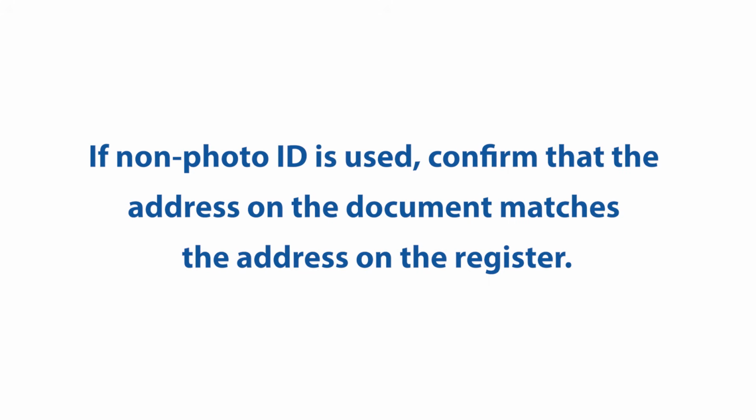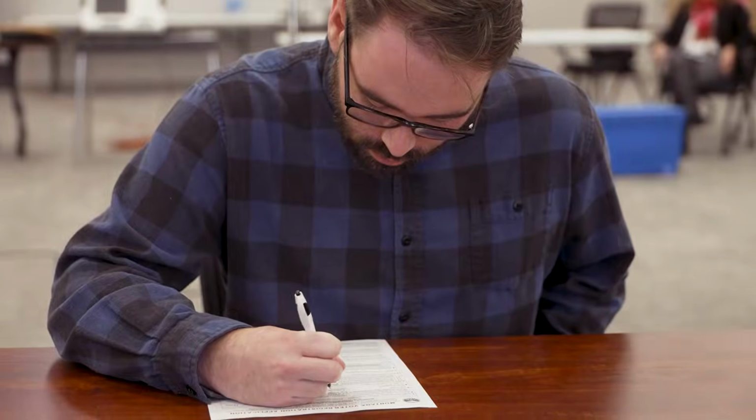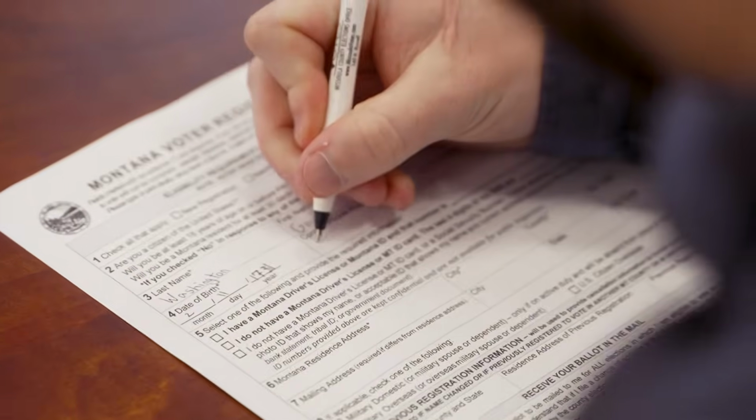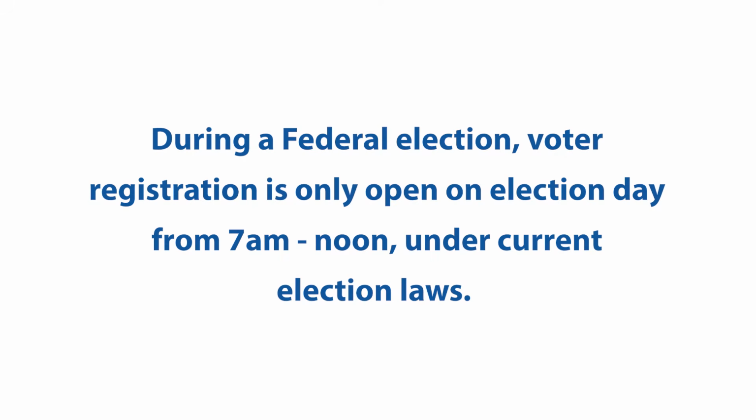If non-photo ID is used, confirm the address on the document matches the address on the register. If the address does not match, provide the person with a new voter registration form and let them know they can vote one last time at their old address if they choose, or they can go to the late registration office to register at their new address. During a federal election, voter registration is only open on Election Day from 7 a.m. to noon under current election laws.